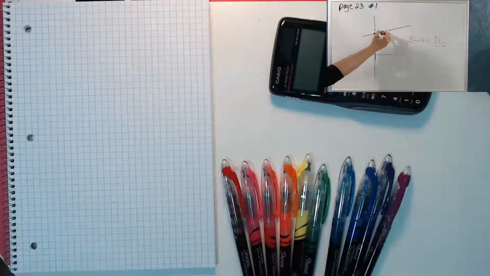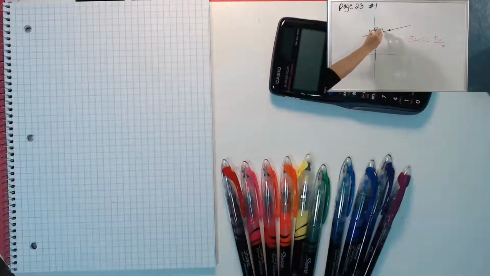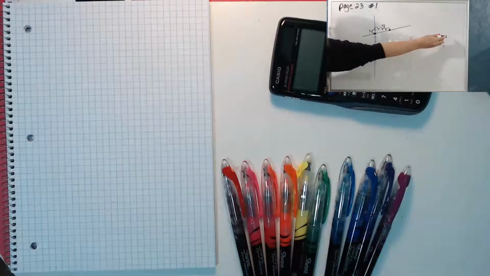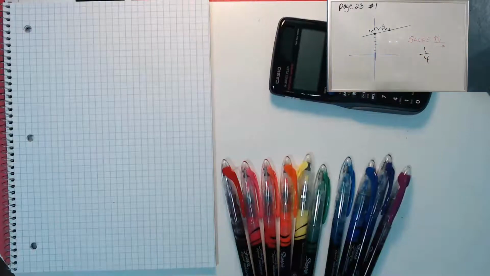I picked this dot and this dot because they're exactly on a line, okay? And I know that the slope is always up or down first and then over to the right. So I go up 1, I go over 4. So my slope is 1/4. So right there, I know the first thing, which answer is the only one that has 1/4 in front of the X? It's number B, okay?